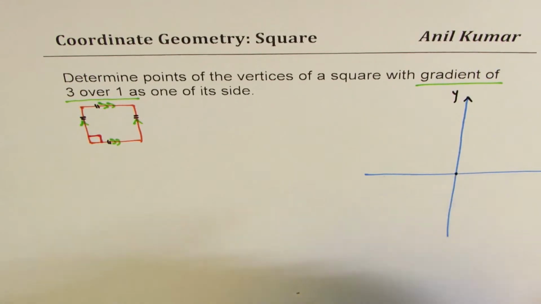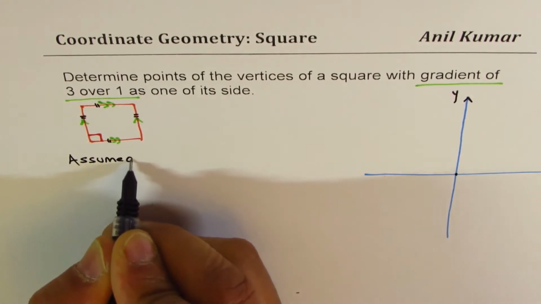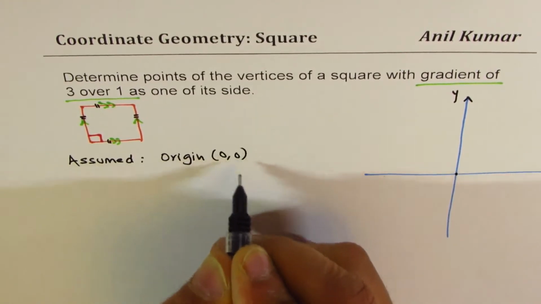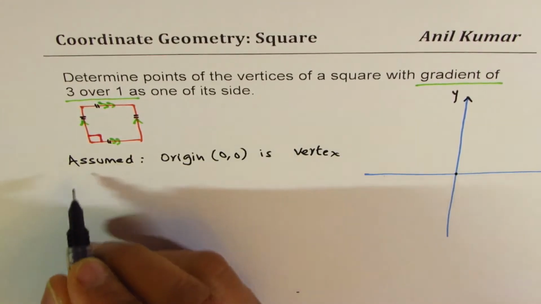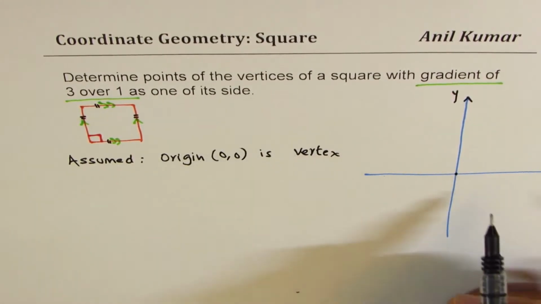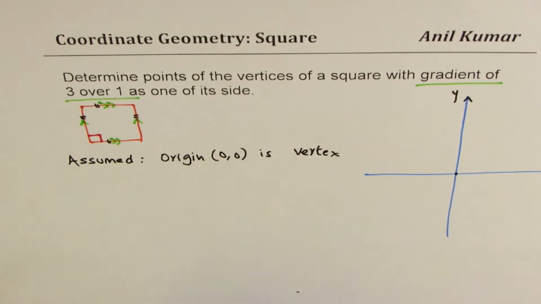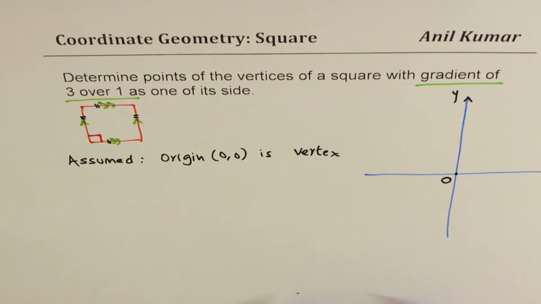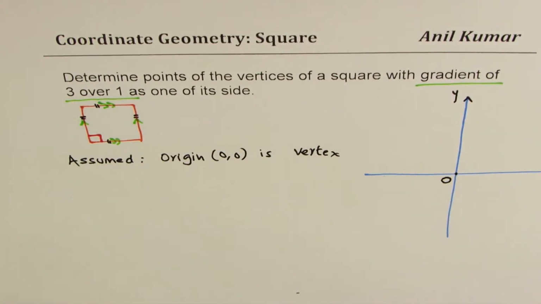So we'll choose a vertex on the origin. We have assumed that the origin, which is (0, 0), is one of the vertices. In that case, let's figure out the other three. Let's keep this vertex as O itself. The next one, 3 over 1, how do you get that point?